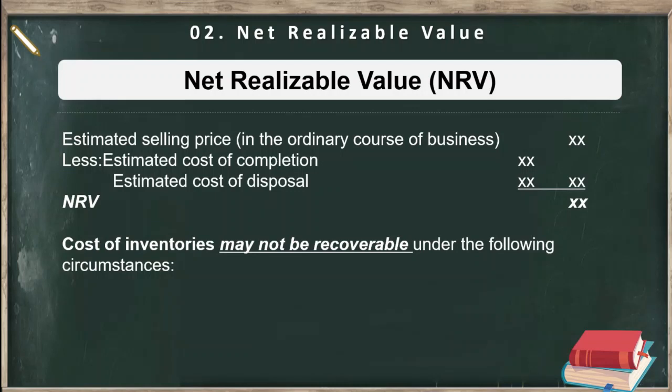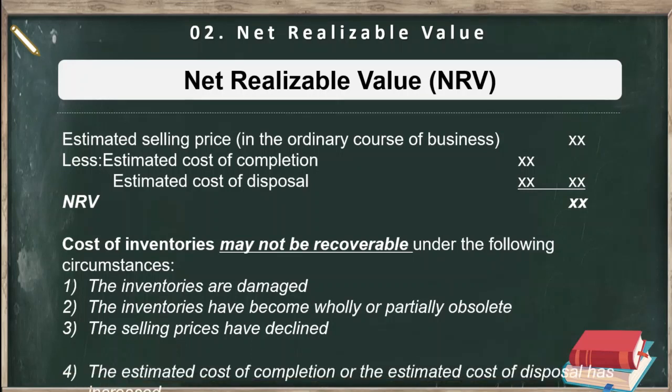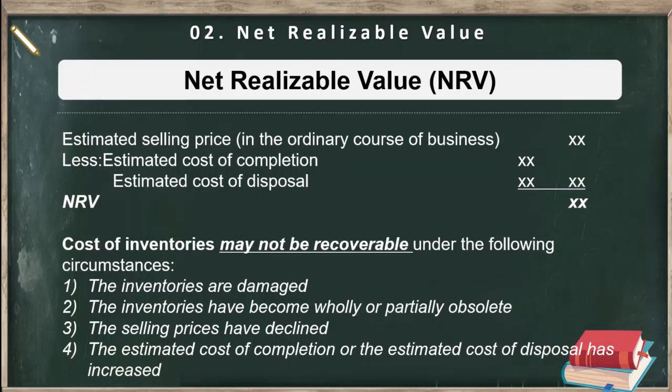So the cost of inventories may not be recoverable. So dili na nato siya ma-recover under the following circumstances: when the inventories are already damaged, the inventories have become wholly or partially obsolete, or the selling prices have declined. And lastly, the estimated cost of completion or the estimated cost of disposal has increased. So the practice of writing inventories down below cost to net realizable value is consistent with the view that assets shall not be carried in excess of amounts expected to be realized from their sale or use.